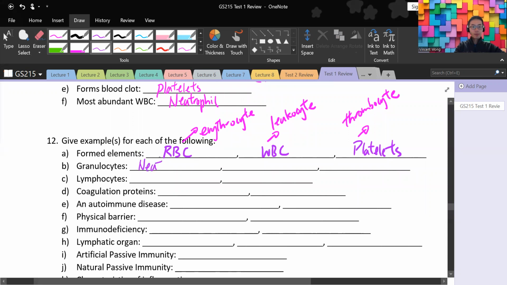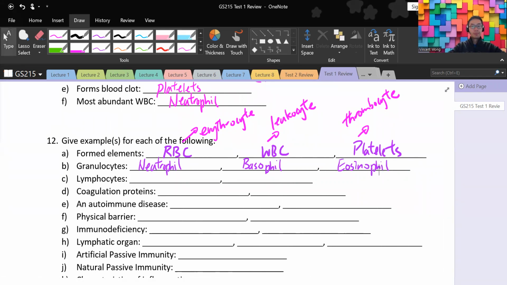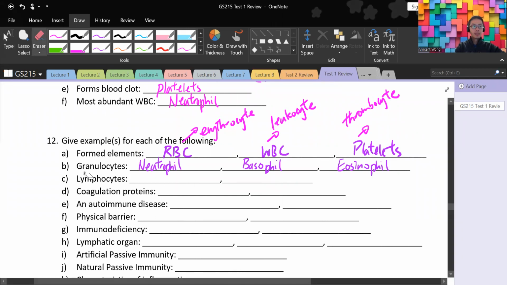Granulocytes, we have neutrophils, we have basophil, and we have eosinophil. Two types of lymphocytes that we talk about, T lymphocytes or T cells, and B lymphocytes or B cells. Coagulation proteins, we only learned about two. There's prothrombin and fibrinogen.